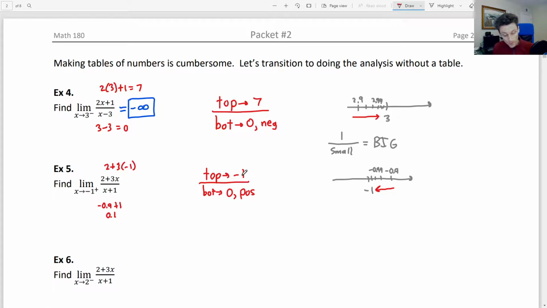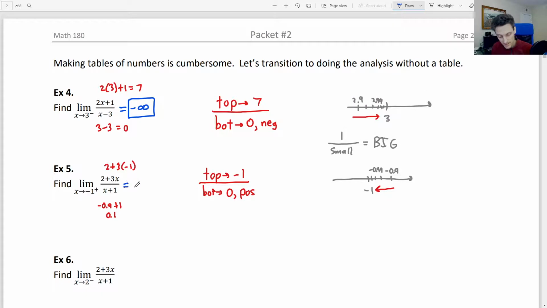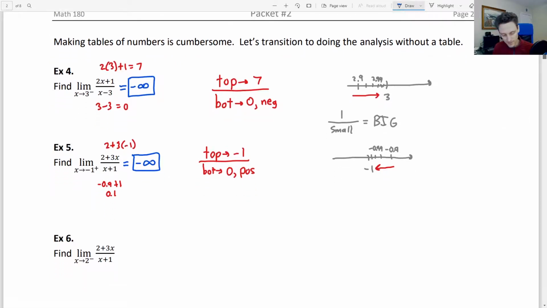So overall, what is this going to tell you that the limit is equal to? If you said negative infinity, that would be correct. Negative because you have a negative divided by a positive, which gives you the negative. Infinity because the top is going to a non-zero number and the bottom is shrinking down to 0, causing the fraction to blow up to infinity. And then it just happens to be signed negative, as we mentioned.